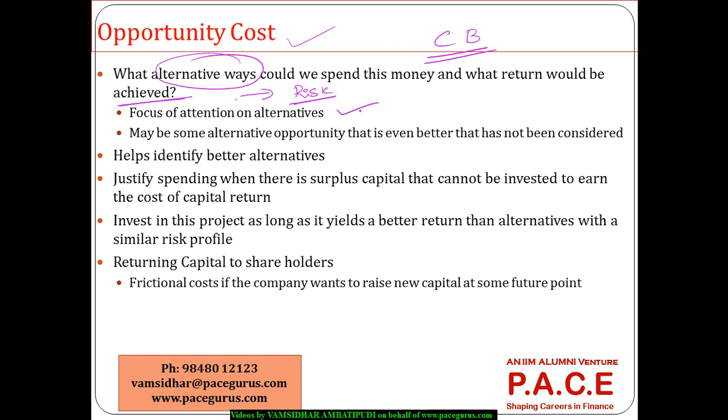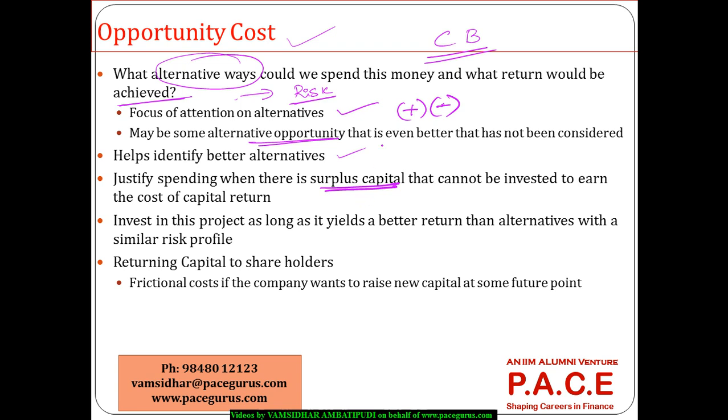So it is purely focusing on the alternatives, the benefits as well as the negatives and positives associated with the different alternatives. The intention is purely to identify an alternate opportunity which is much better, which I did not consider till late. That is what opportunity cost analysis is. It helps me understand the alternatives better. There is even a possibility that, even if I have surplus capital, I don't want to invest in my business because it will not generate the required return. So just spend it.